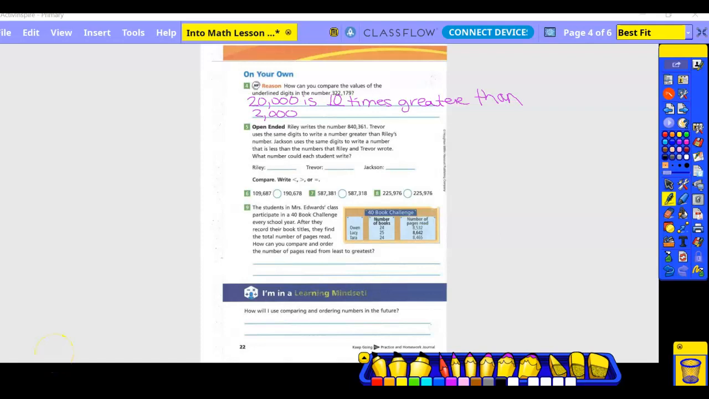Number 5, open-ended. Riley writes the number 840,361. Trevor uses the same digits to write a number greater than Riley's number. Jackson uses the same digits to write a number that is less than the numbers that Riley and Trevor wrote. What number could each student write? So we need to find out what Riley's number is first. What is Riley's number?